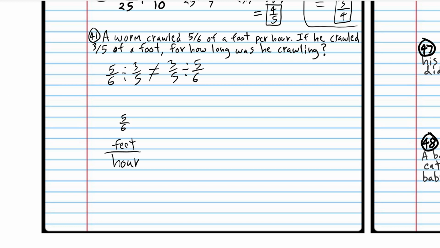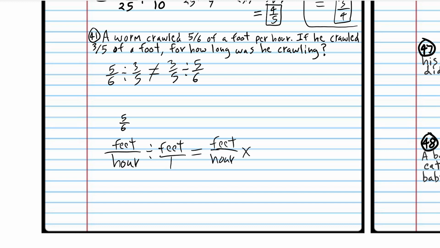And I'm going to try dividing by the other number. Now the other number is just 3/5 of a foot. It's not 5/6 of a foot per hour. It's just 3/5 of a foot. So the units for this one are just feet. So it's like a whole number, so you put it over 1. And let's try to do this and see if we get the right answer, or the right units.